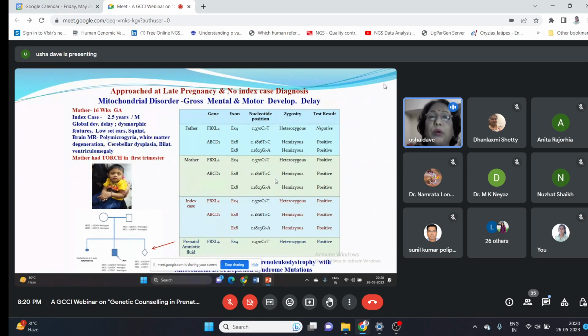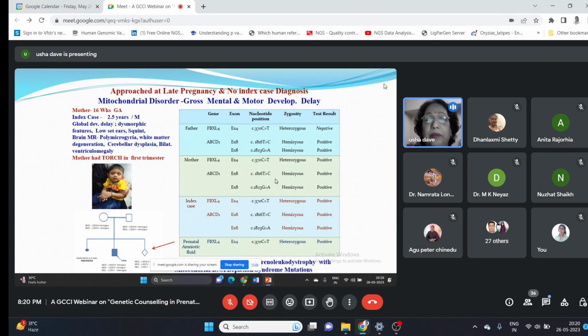At times you have to talk to them also. But here was another case where the baby is there, but they approached at late pregnancy, and no index case diagnosis was there. It was a very gross mental and motor developmental delay, and the young couple came at 16 weeks of gestation. We know it takes 1 month. Again, even in the parents, if you do it, it will be there.